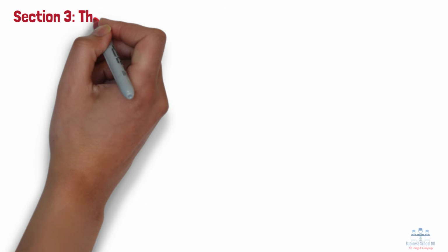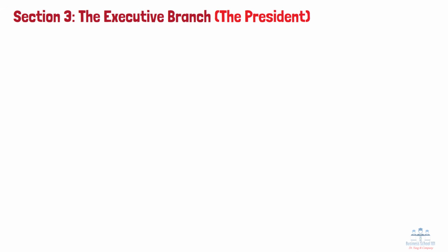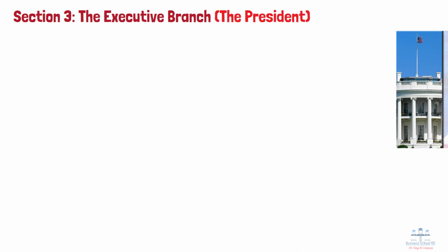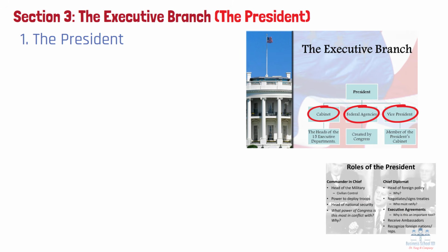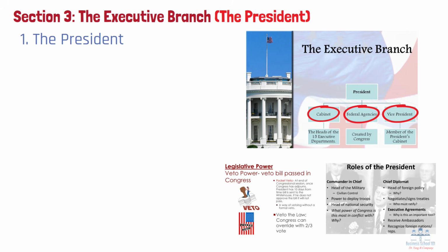Section 3, the Executive Branch, the President. The Executive Branch is headed by the President, who is responsible for enforcing and executing the laws passed by Congress. The President is supported by the Vice President, the Cabinet, and various federal agencies. Part 1. The President, elected every 4 years. The President acts as the head of state, the Commander-in-Chief of the Armed Forces, and the chief diplomat in foreign affairs. The President also has the power to veto legislation, which can block bills from becoming law, although Congress can override a veto with a 2/3 majority.